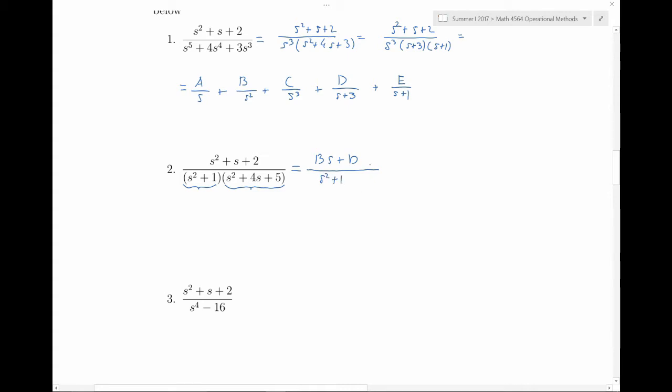We're going to have one fraction with just s squared plus 1 in the denominator, and then another fraction with s squared plus 4s plus 5. The first fraction quite easily can be broken into Bs over s squared plus 1 and D over s squared plus 1. And the first fraction is going to give us cosine, and the next one is going to give us sine.